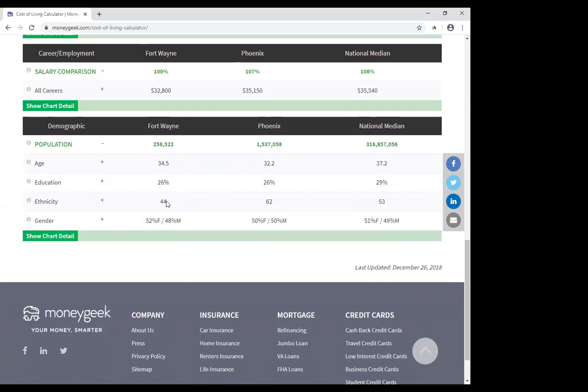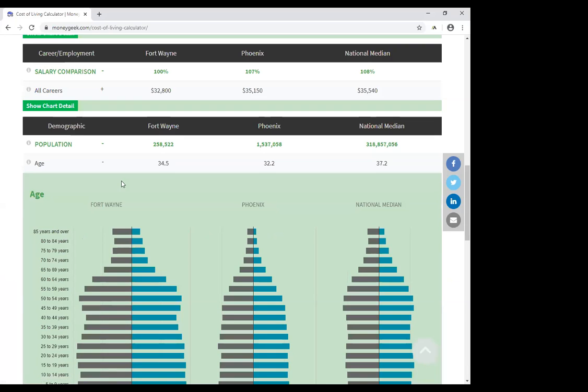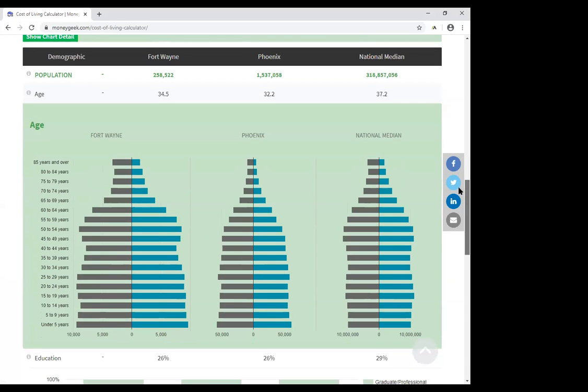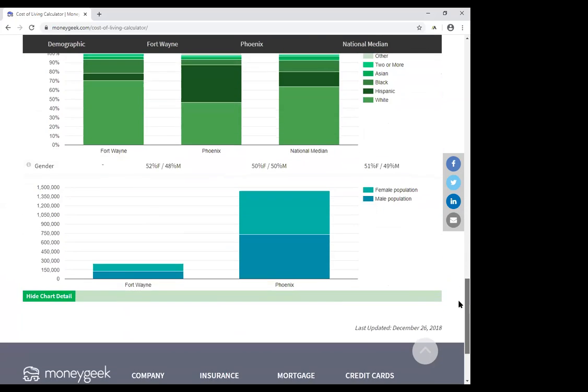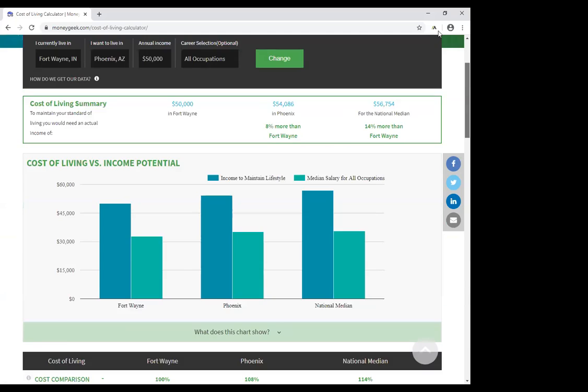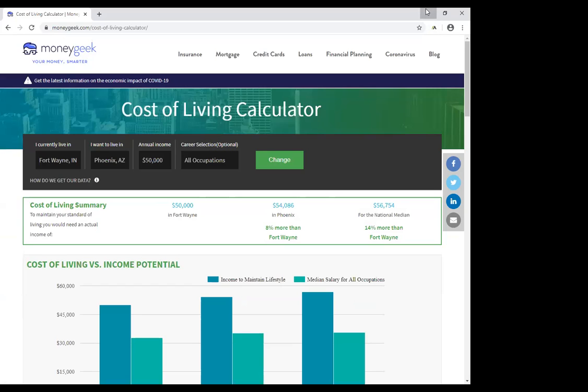So Fort Wayne, ethnicity, we're looking at 4462, and then the breakdown in terms of gender, feminine and masculine, you can see kind of how it differs. You can go into more detail if you really want to get into it. All that information is given to you. But like I said before, you want to use several of them so that you can make sure that you get the information that you need.